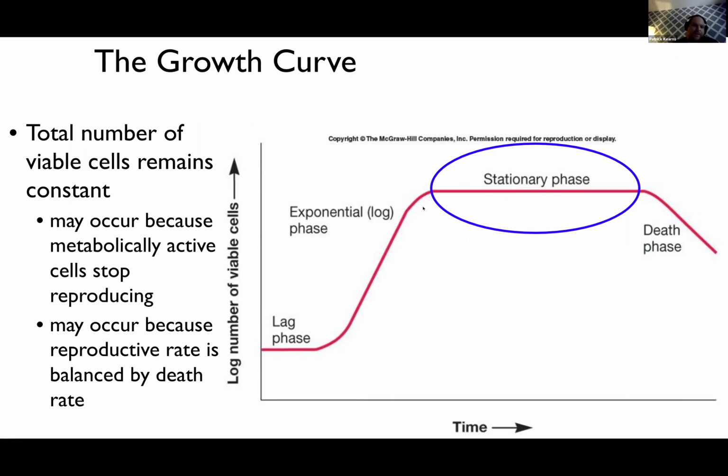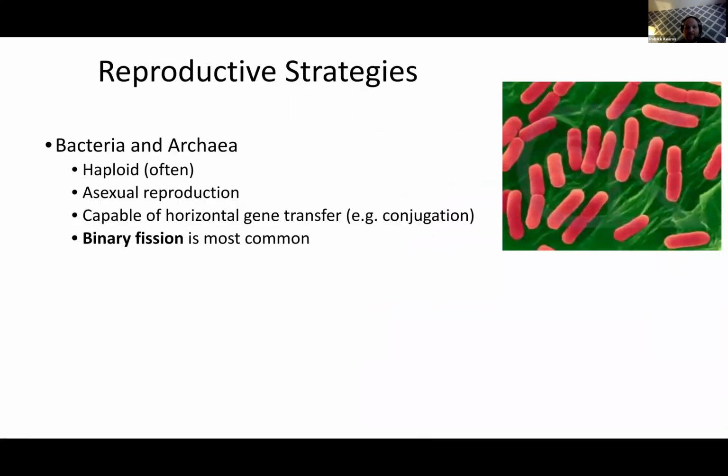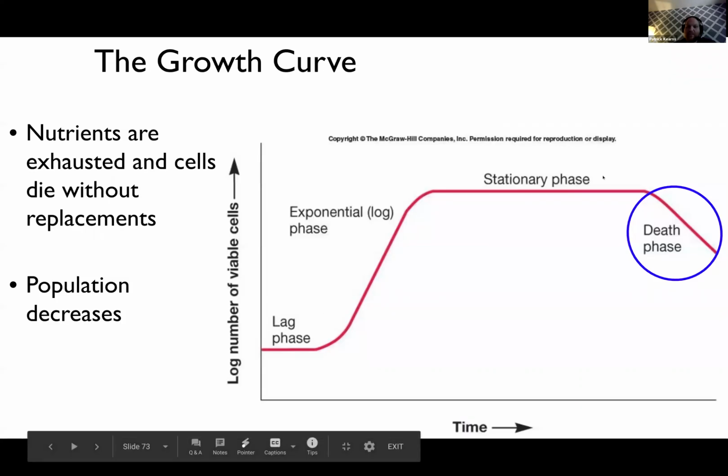So one of two things is happening there. And then finally, we have the death phase, where the nutrients are completely exhausted and the cells are starting to die without replacement. And this is where we start to see the population decreasing over time. So we have these four distinct phases of our bacteria: lag phase, exponential phase or log phase, stationary phase, and death phase. And this is consistent across all bacteria.